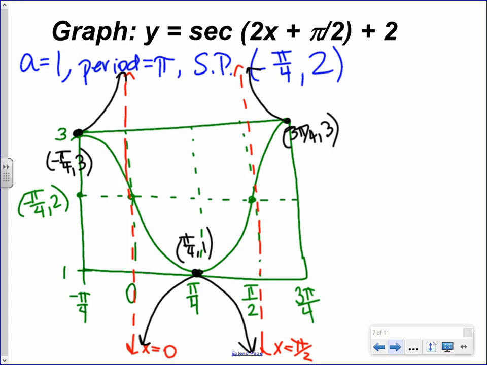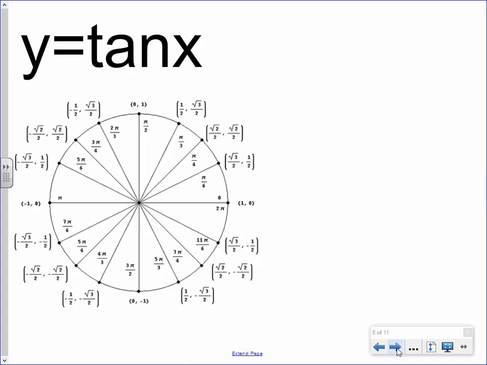Okay, the range on this graph. Callie, what would it be? Excellent. Excellent. All right.